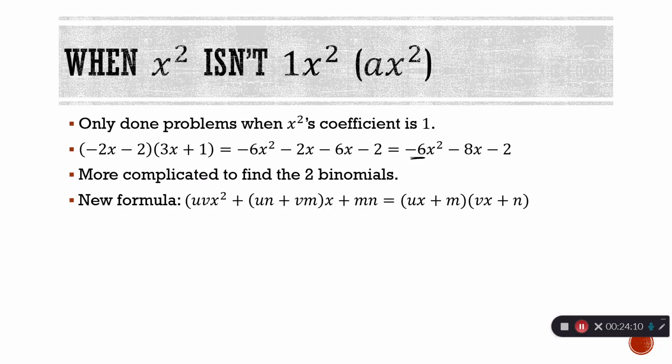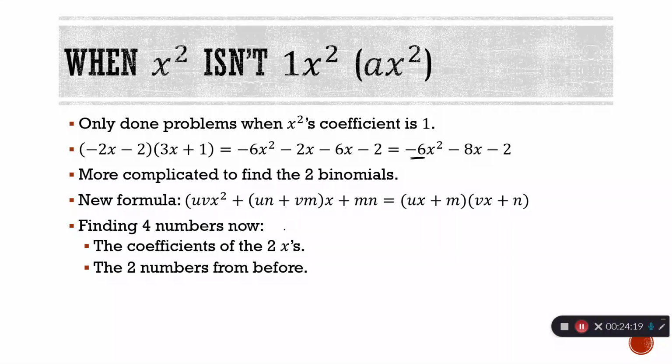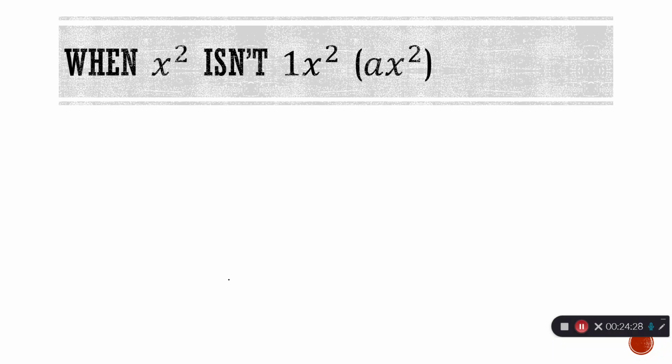So u and v, the first two numbers, get me this. Last numbers get me that. But now u and v also figure in there. Now we've got to find four numbers, the coefficients of the two x's and the two numbers from before. These four combine to make b.